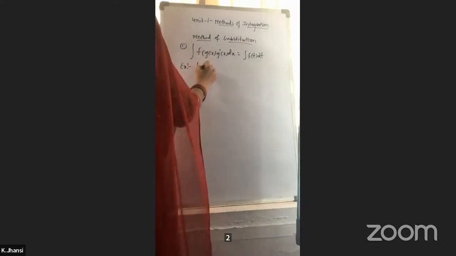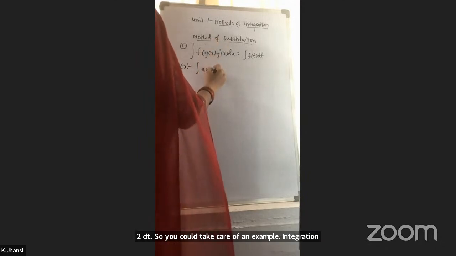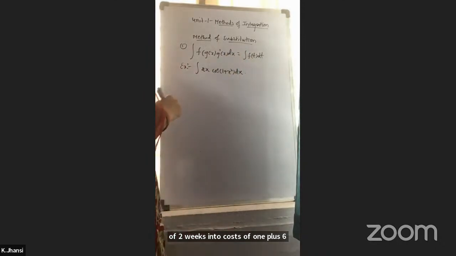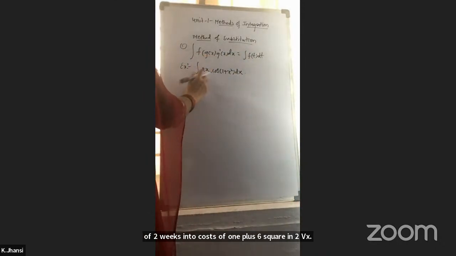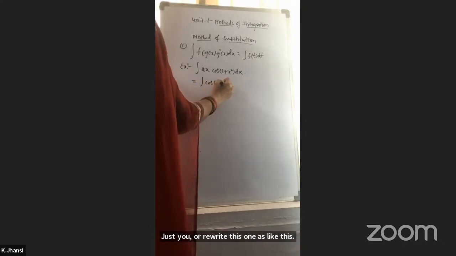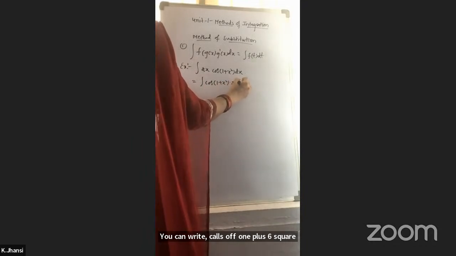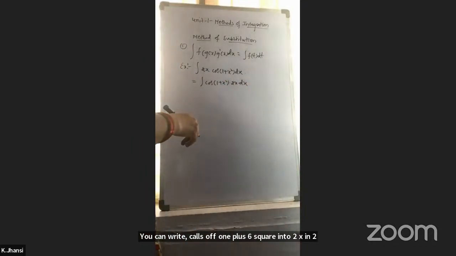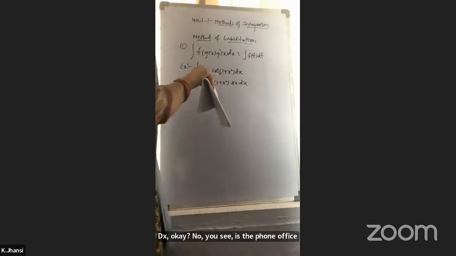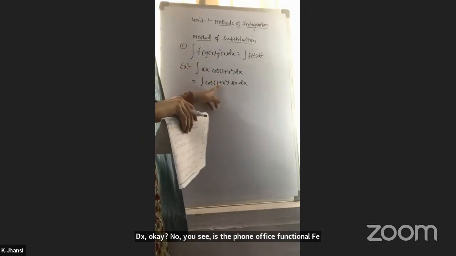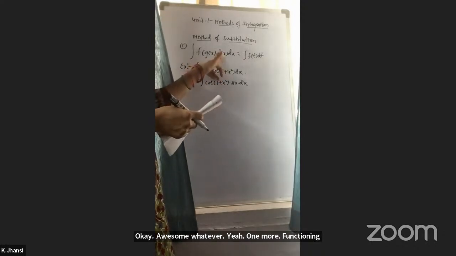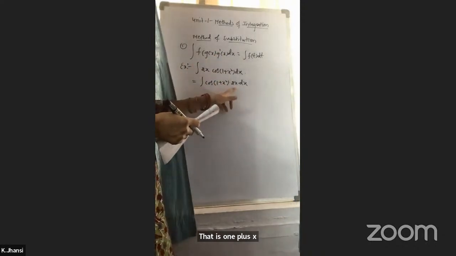Integration of 2x into cos of 1 plus x square into dx. Here you just rewrite this one like this: cos of 1 plus x square into 2x into dx. Now you see it is in the form of a function, here the function is cos, cos of whatever. One more function is there, that is 1 plus x square, and its derivative is 2x.